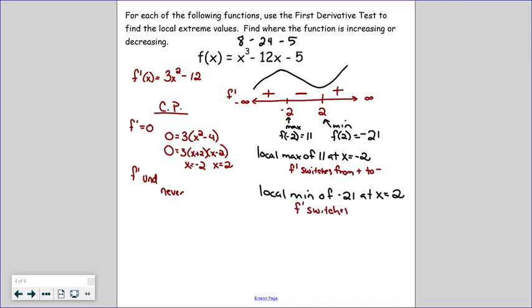switches from negative to positive. Questions on that?